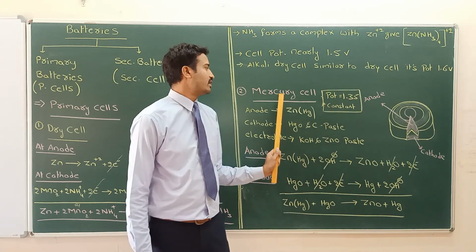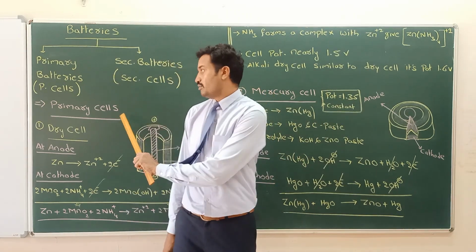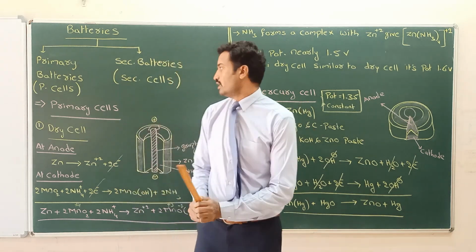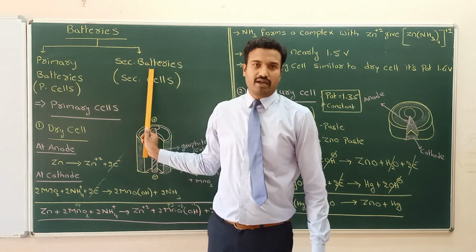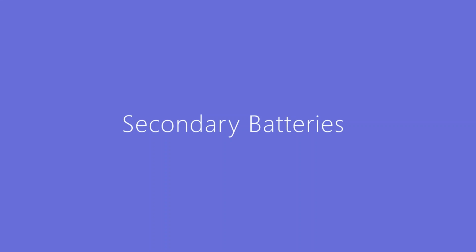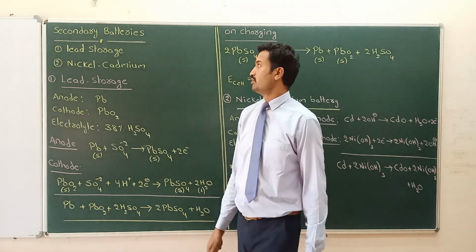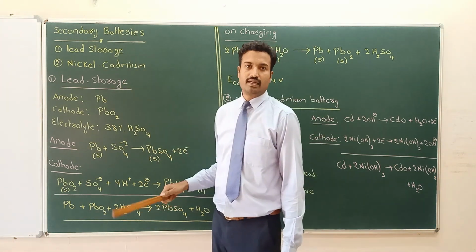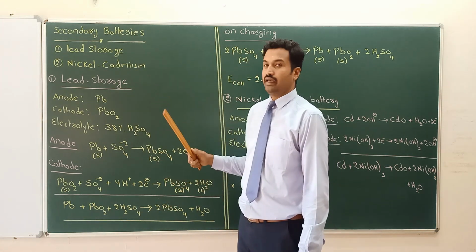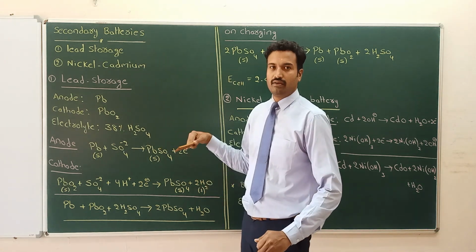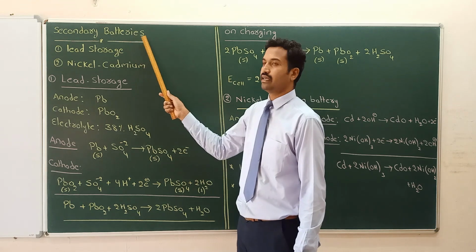This is about the second dry cell, about primary cells. Second example, the mercury cell. Next we will discuss the secondary battery. Secondary batteries means rechargeable batteries. Once the charge is used up, we can recharge that battery. That is called a secondary battery.